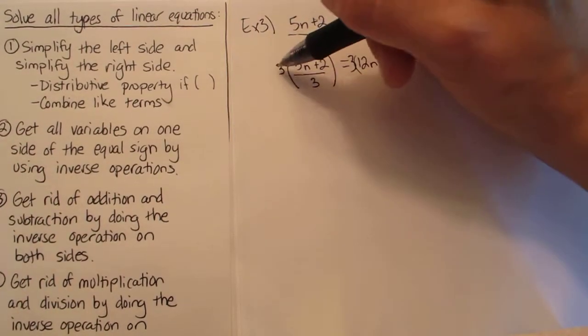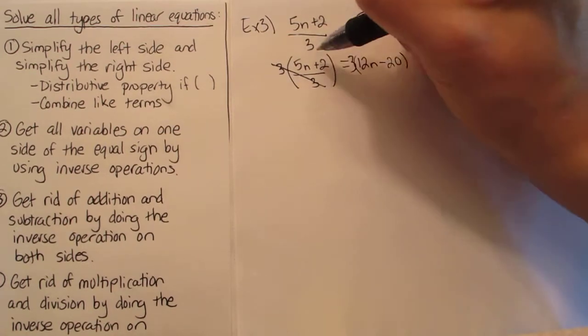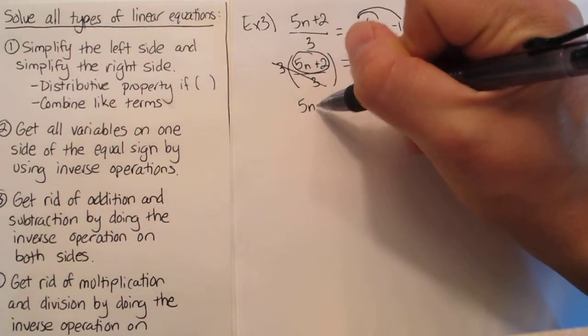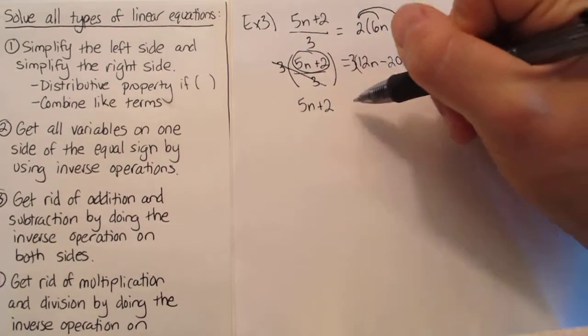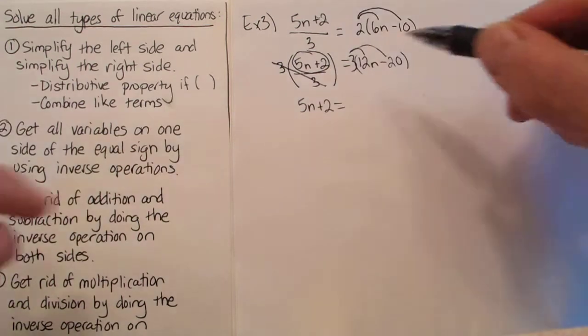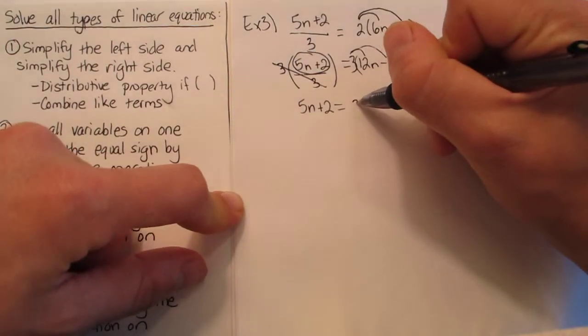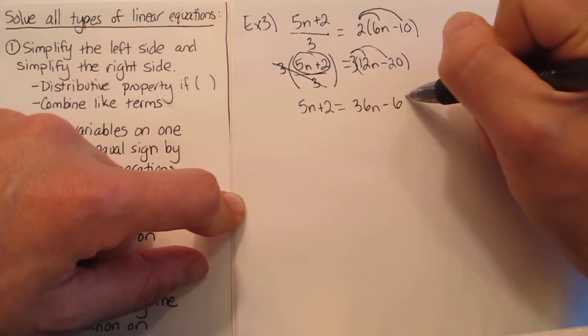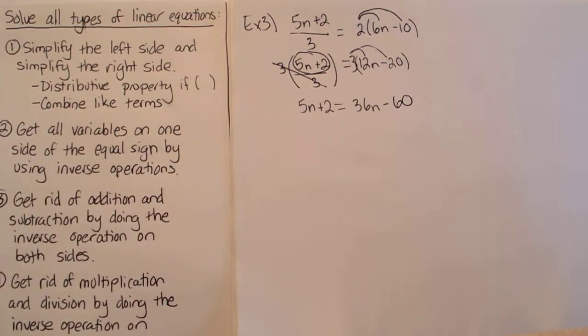These 3's cancel because 3 divided by 3 is 1. And so I'm left with that whole group, 5n plus 2, on the left-hand side. And on the right-hand side, I have more distributive property to do. 3 times 12n is 36n, and 3 times negative 20 is negative 60. So now I can finally go to step 2.